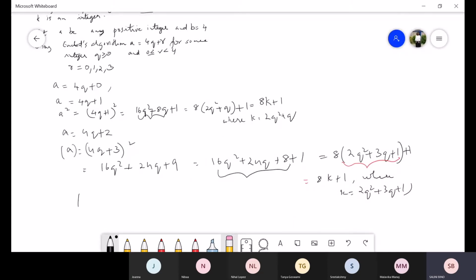So here you can write, hence A square is of the form 8K plus 1 for some integer K.